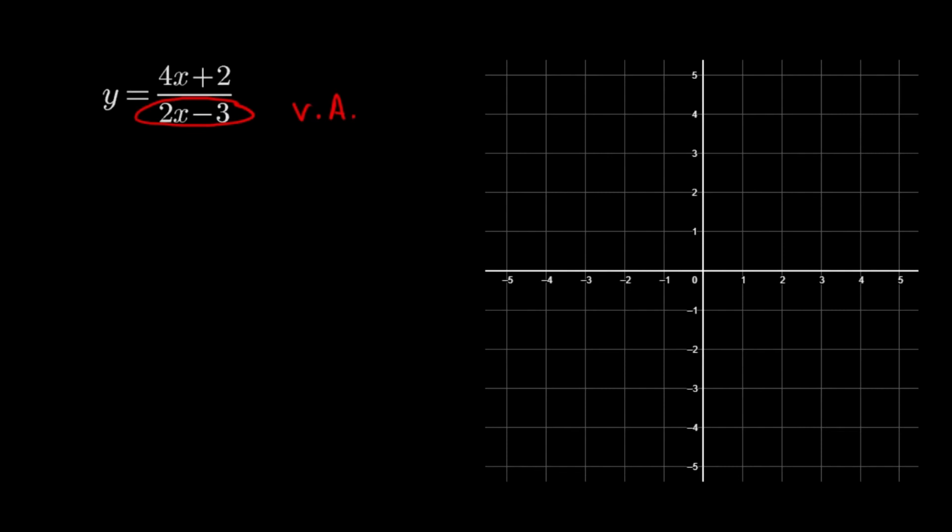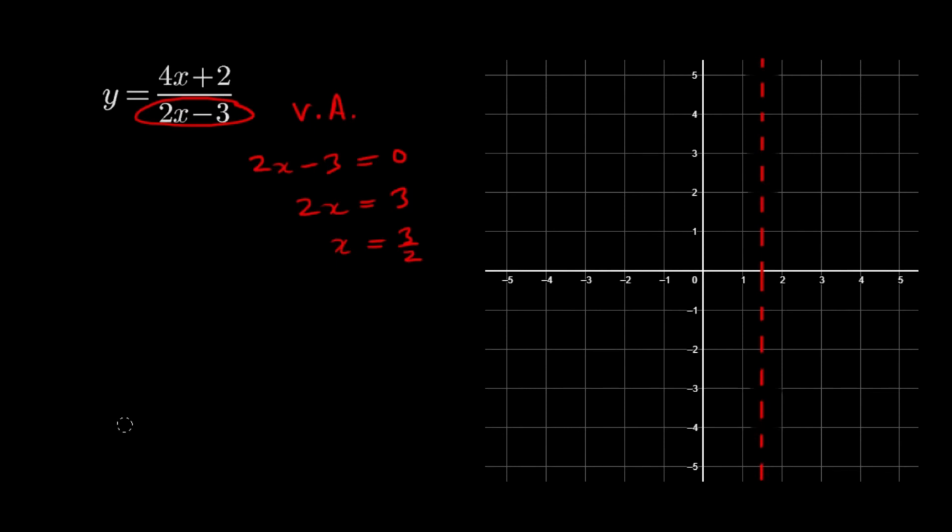So where can that happen? Well, how do we make 2x minus 3 equal to 0? We'll add 3 to both sides and we'll divide by 2. And that happens at 3 over 2, which of course is 1.5. So let's see if we can graph that. Okay, so don't be too unnerved by the decimal.